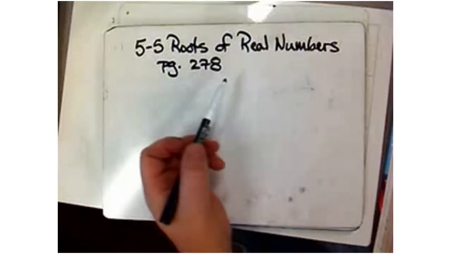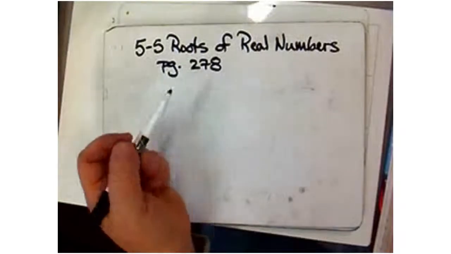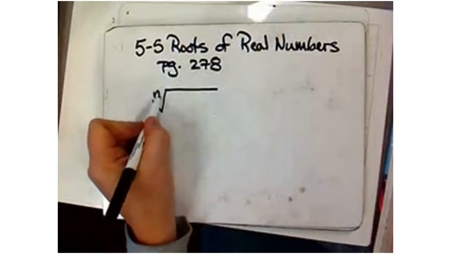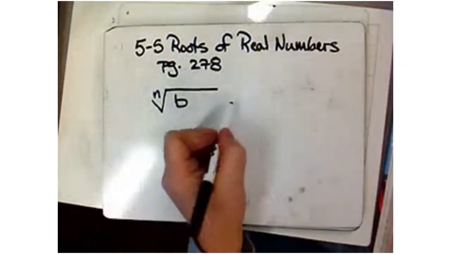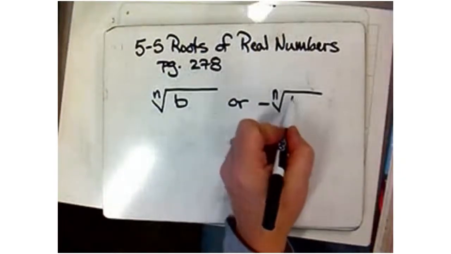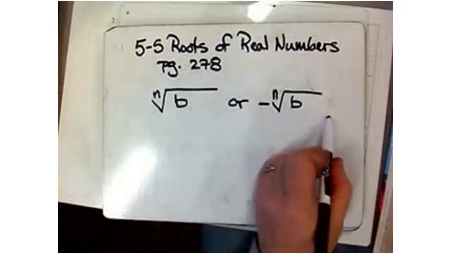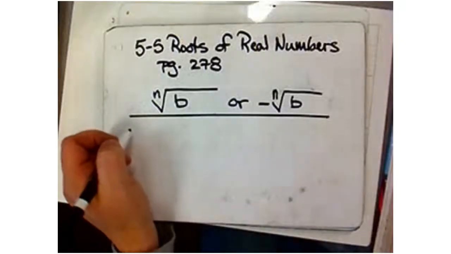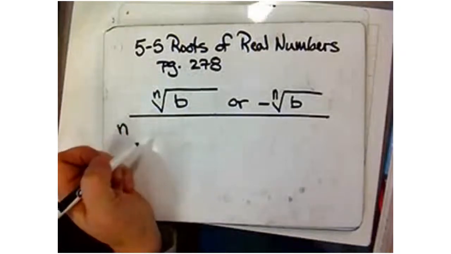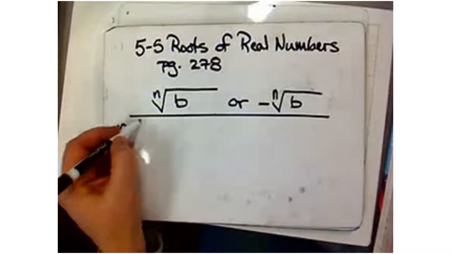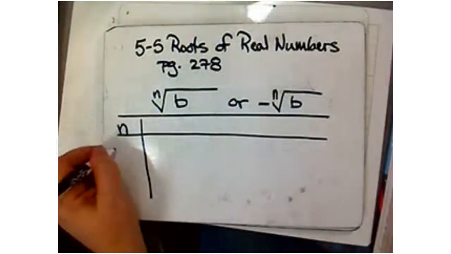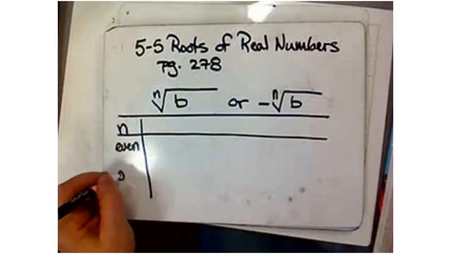In the title it says real nth roots of b, and it has an open radical with the nth root of b, or a negative open radical with the nth root of b. Underneath the title, it has a column where you check whether your n is even or odd.